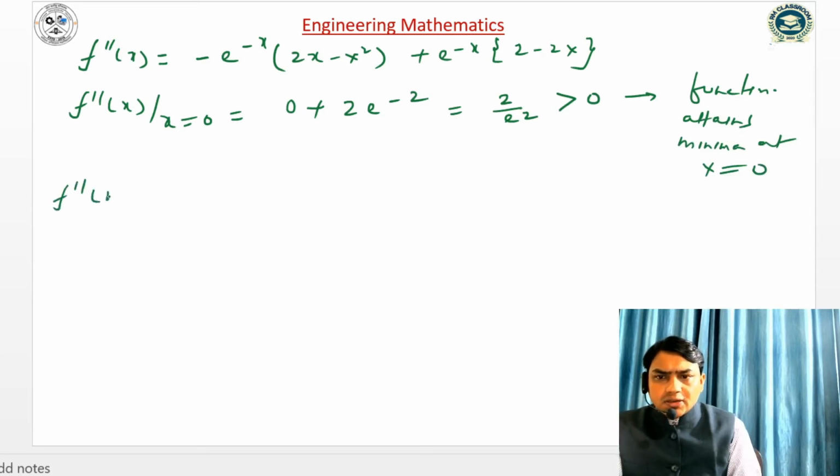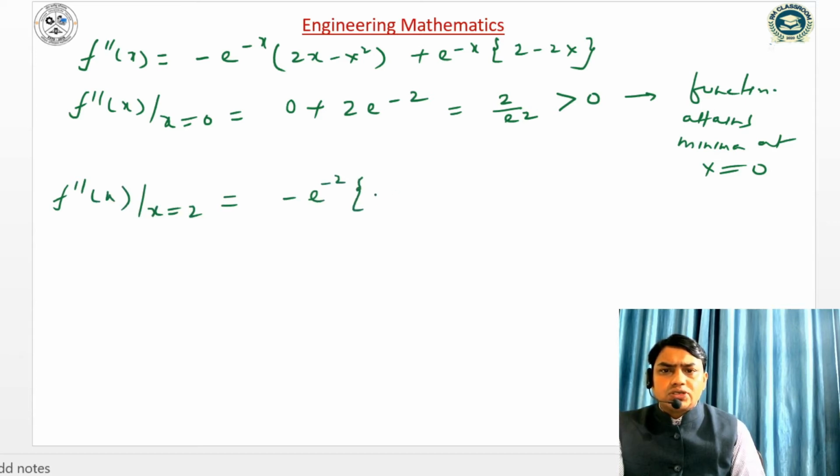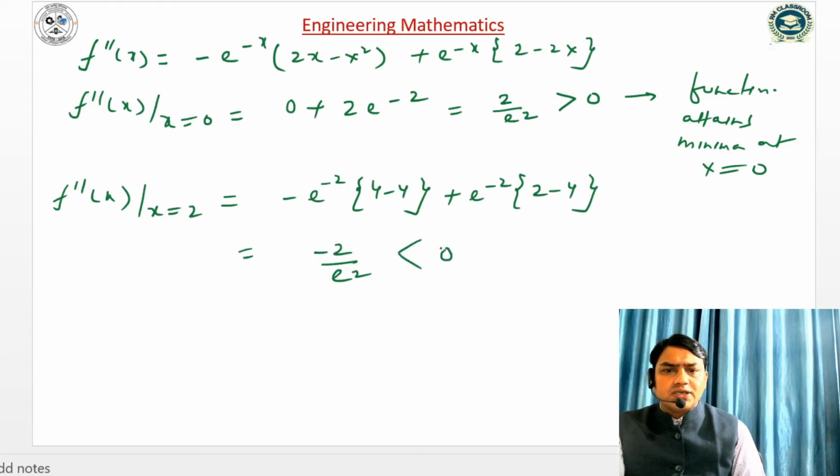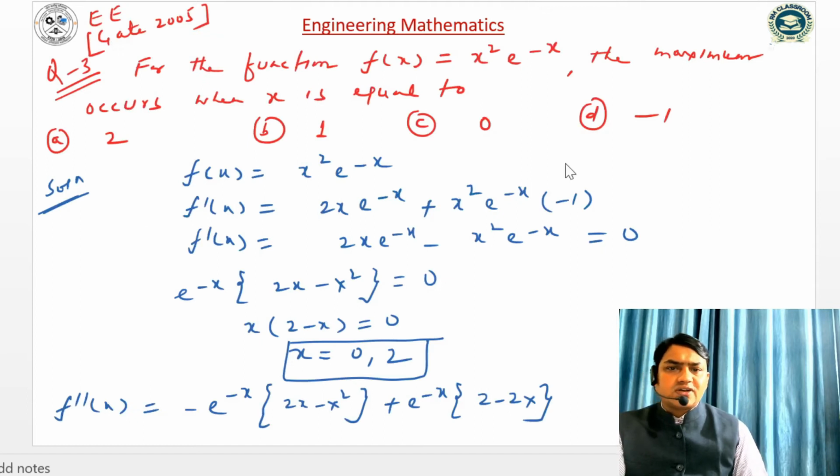Similarly, f double dash x at x is equal to 2, that is minus e to the power minus 2 into this value, 4 minus 4, plus e to the power minus 2 into 2 minus 4. So this value is once again 0. So it is minus 2 by e square. So this value is less than 0. So the function attains maxima at x is equal to 2. So the function attains maximum value when x is equal to 2.